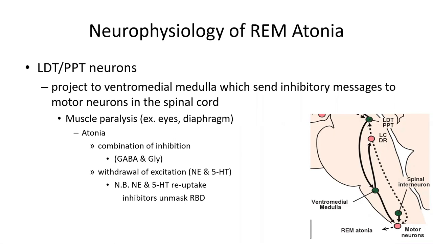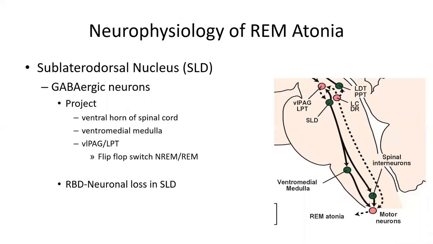And this leads to muscle paralysis, obviously, except for the diaphragm and our eyes. It's a combination of not only inhibition, which is mediated by GABA and glycine, but a withdrawal of excitation, so norepinephrine and serotonin. This is why norepinephrine and serotonin reuptake inhibitors will unmask motoric activity in REM behavioral disorder. In the sublateral dorsal nucleus, we get loss of neurons in individuals with REM behavioral disorder.